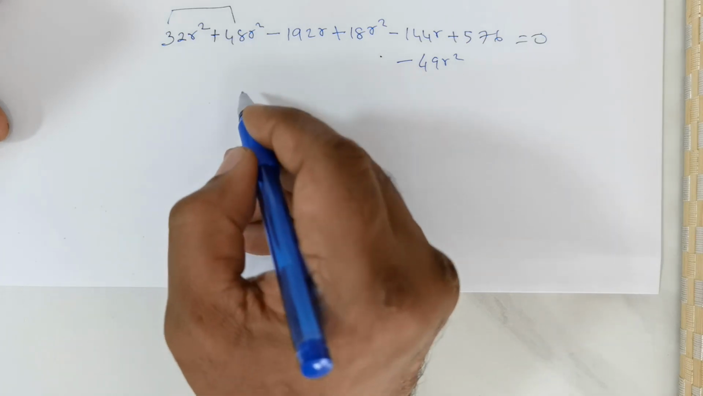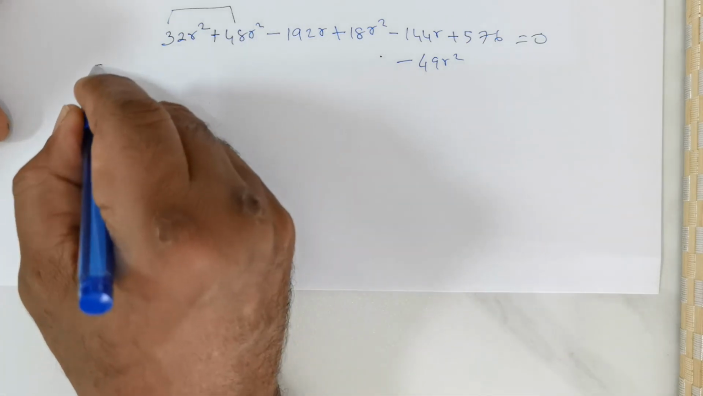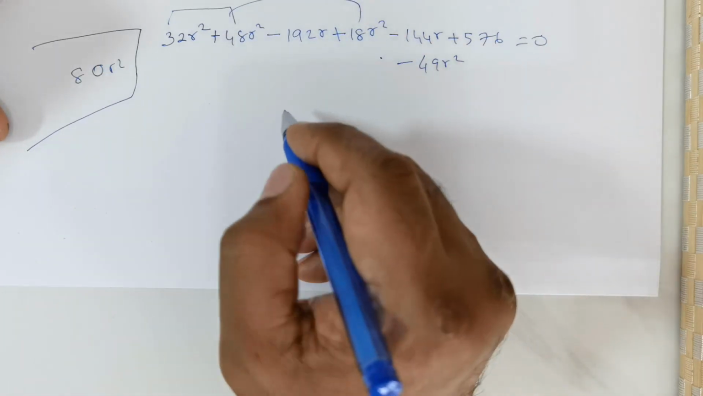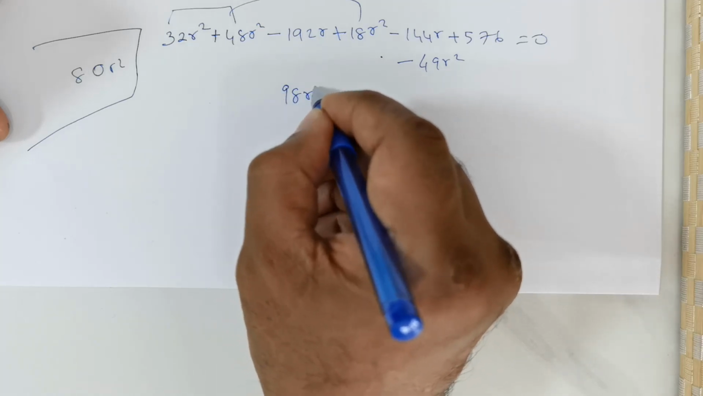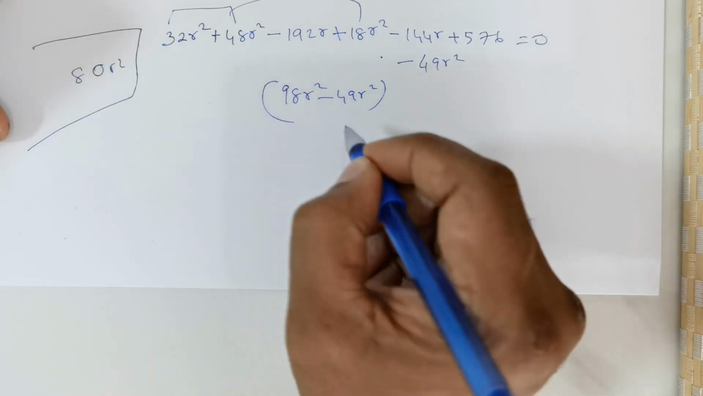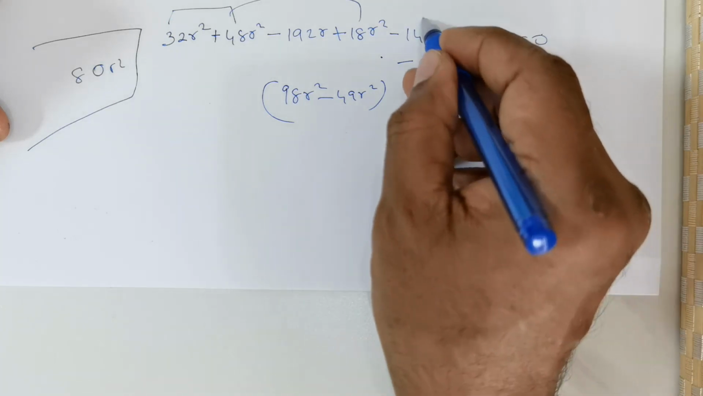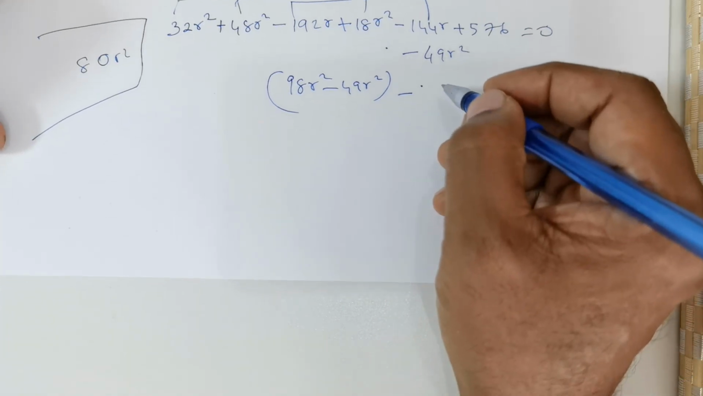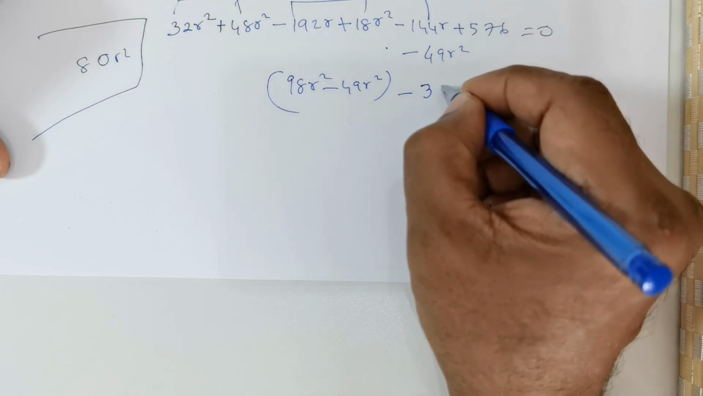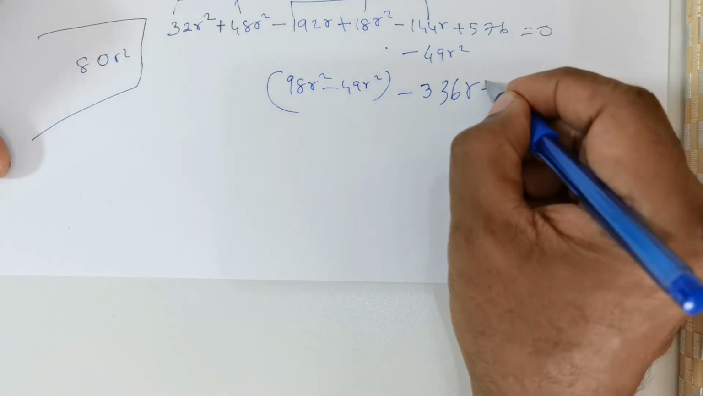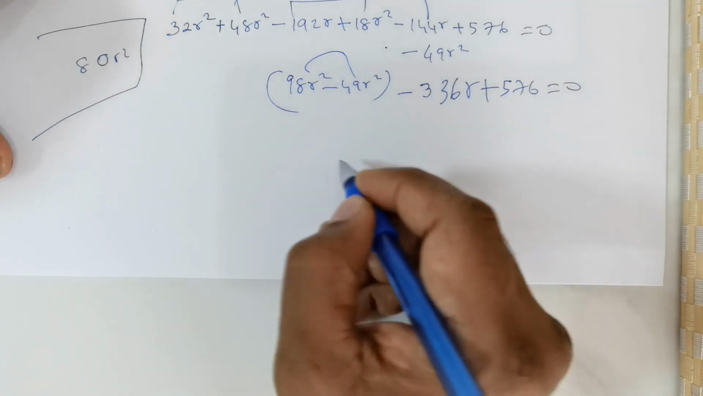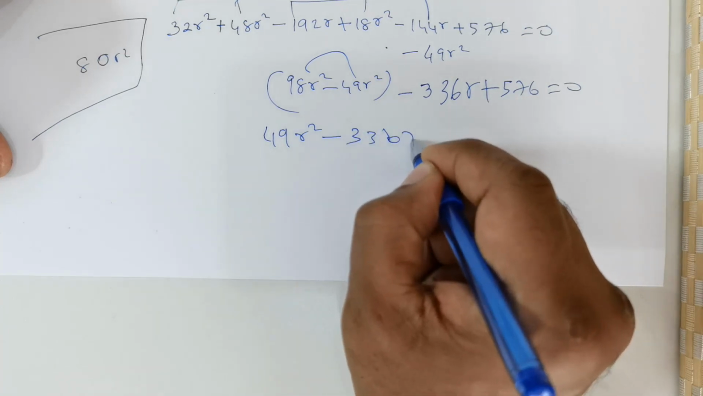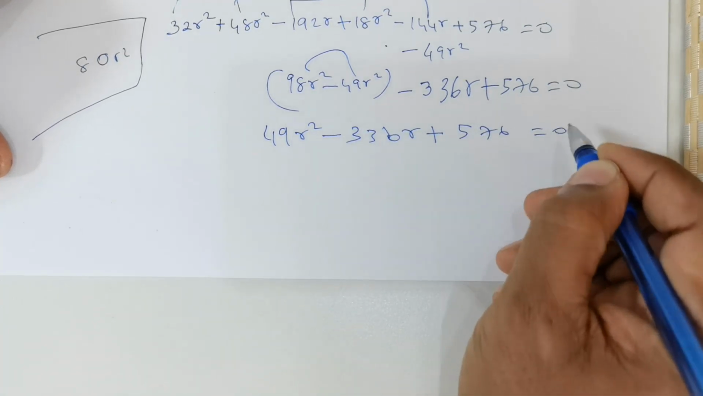So you add this with this, that would give you 32 plus 48 is 80, and then you add with 18, so you get 98r squared negative 49r squared, that's one term, and then you add this with this, that is going to give you negative 336r positive 576 is equal to 0. So this is going to give you 49r squared negative 336r plus 576 is equal to 0.